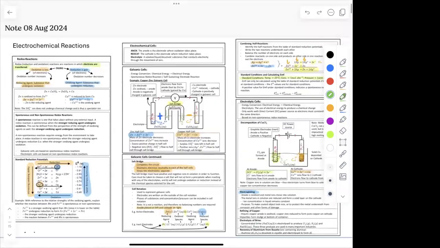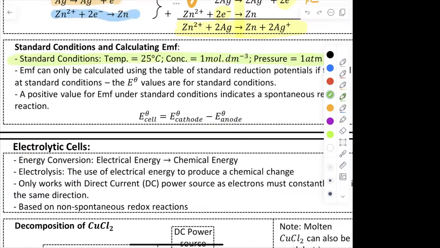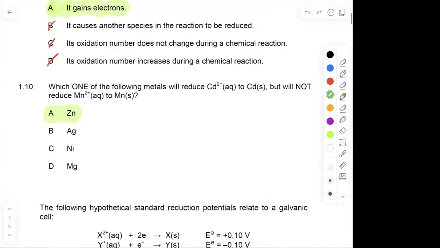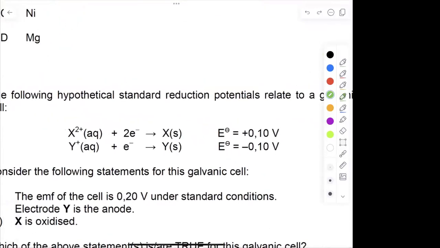How do we work out that E naught value? Let's quickly go back to our notes. Working out the E naught value, we're going to say E cathode minus E anode. Cathode is where reduction happens, anode is where oxidation happens. So E cathode minus E anode is what's going to happen there. So the first one, 0.10 minus negative 0.10. This is going to be our cathode here, which is the reduction half reaction.